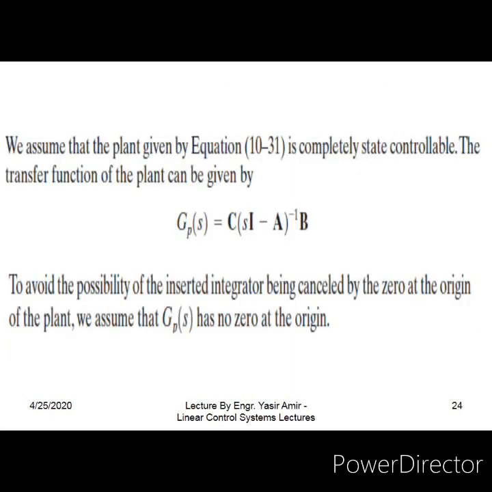Now what do we assume? We assume that the plant given in equation 31 is completely state controllable, and the transfer function of the given plant can be written as C(sI minus A) inverse B. You must have seen this in chapter number 3 in previous lectures. Refer back to the very early lectures of this course, from there we get this transfer function.